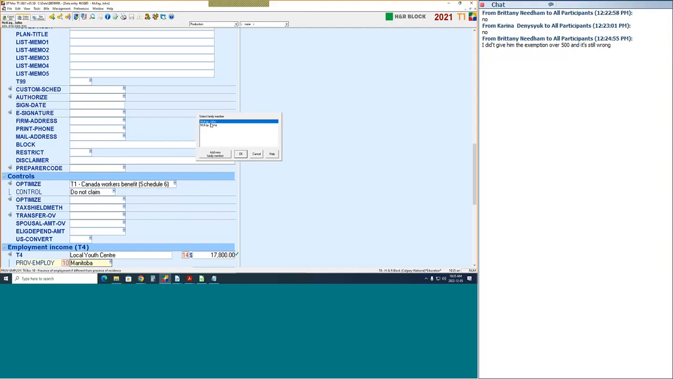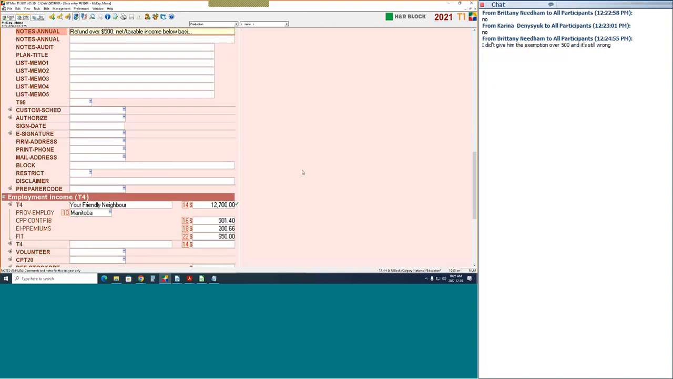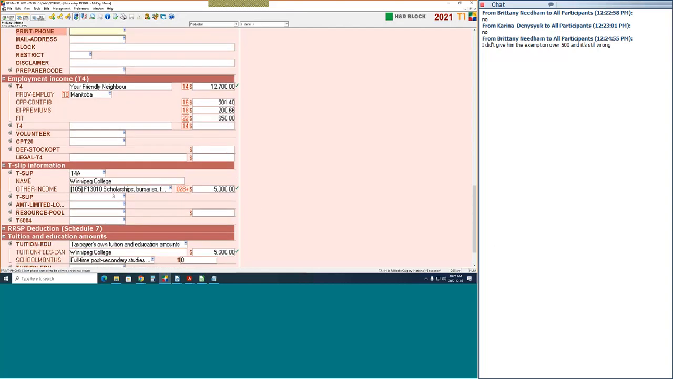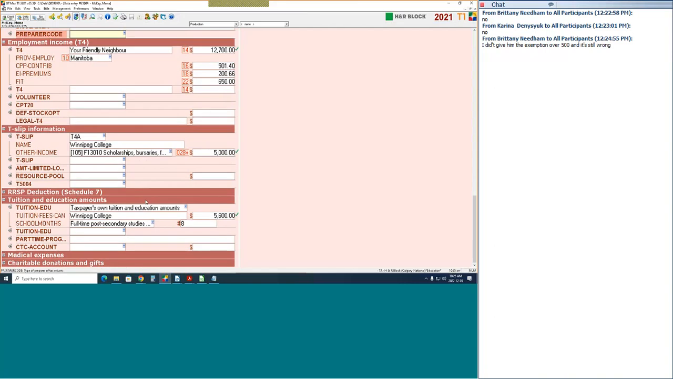Okay, I'm going to do Mona first because, as I said, Mona was easier. For Mona, I have a T4, I have a T4A. I have chosen 105 scholarship bursary. She's a full-time scholarship student, so she gets the full scholarship exemption. That's what it means when I use the default. And I have entered her own tuition and education amounts. She didn't have a carry forward, and we're going to leave it at that.